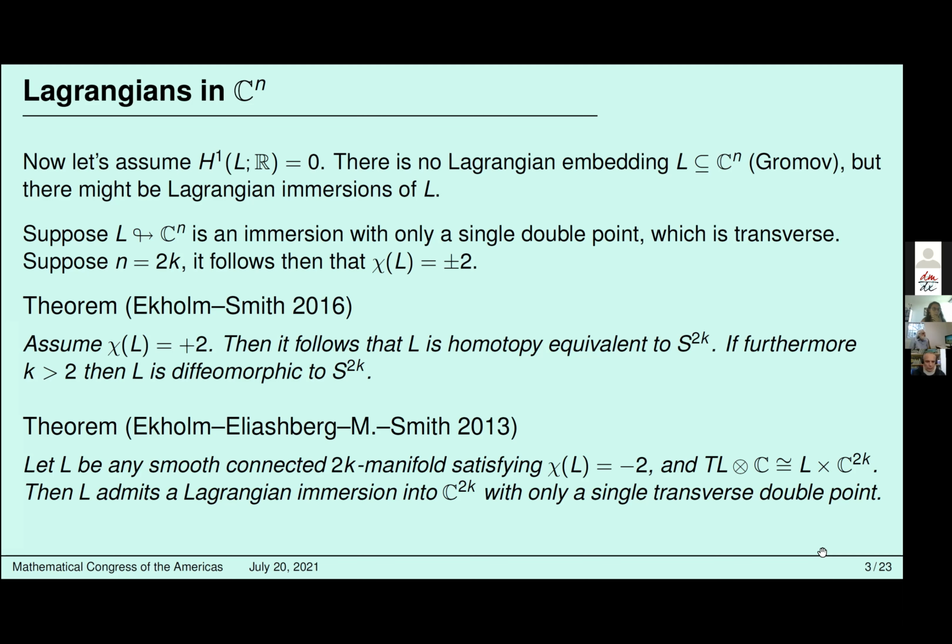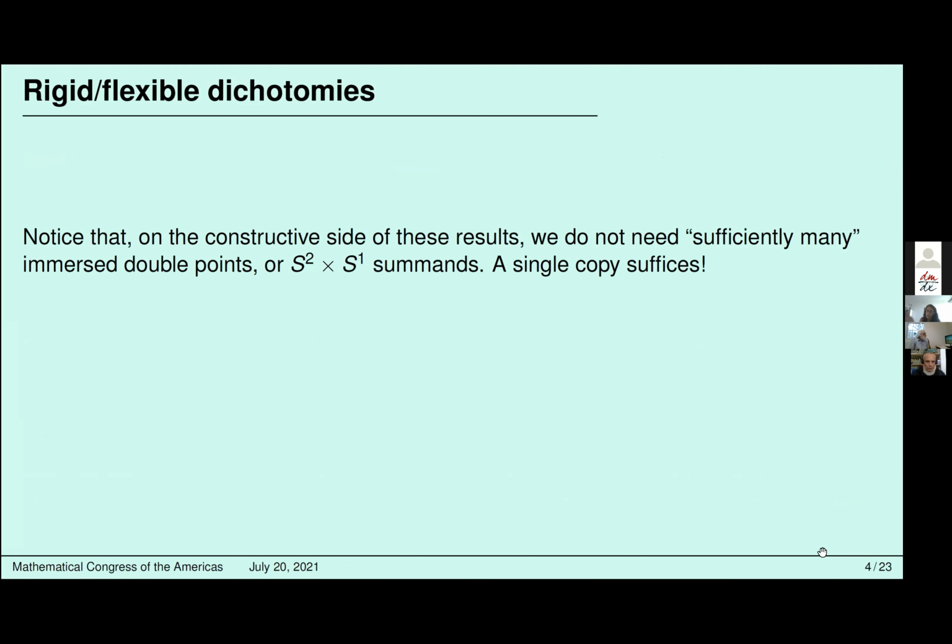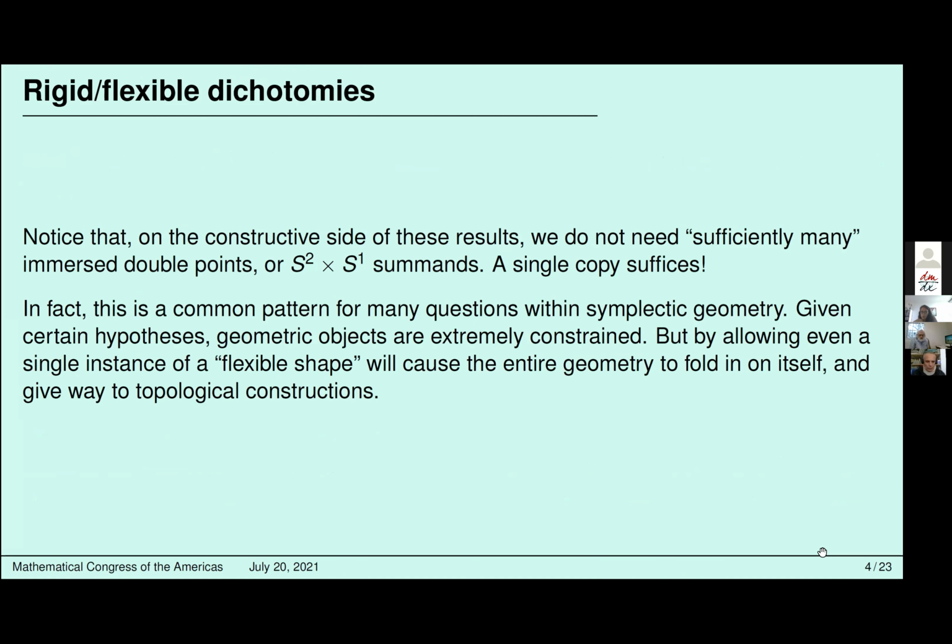All right, wonderful. Something I want to especially point out is that on the constructive side, the things where we're saying that embeddings or immersions do exist, we don't need many double points or many of these S2 cross S1 summands. We only need a single copy, no matter how complicated the topology is of the rest of it. And that's something else I want to highlight in this talk. Which is a strange thing.